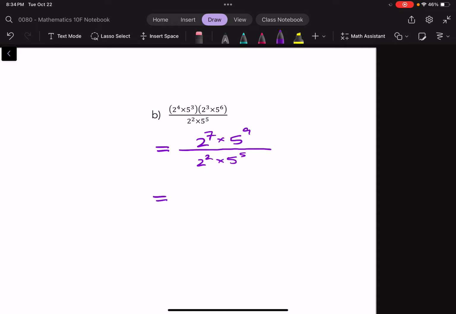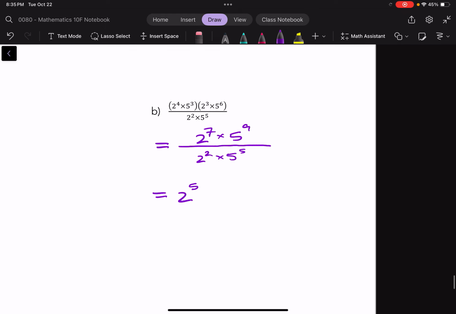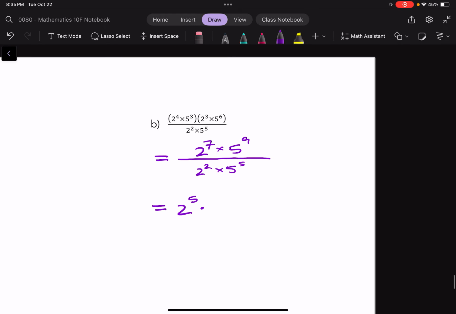Our next step, well, now we've just got some quotients to deal with. These powers of 2 will line up. These powers of 5 will line up. So we'll play with them each separately. 2 to the power of 7 divided by 2 to the power of 2. Quotient of powers says we'll keep that base and subtract the exponents to give us 2 to the power of 5. And then 5 to the power of 9 divided by 5 to the power of 5. Keep that base, subtract those exponents.